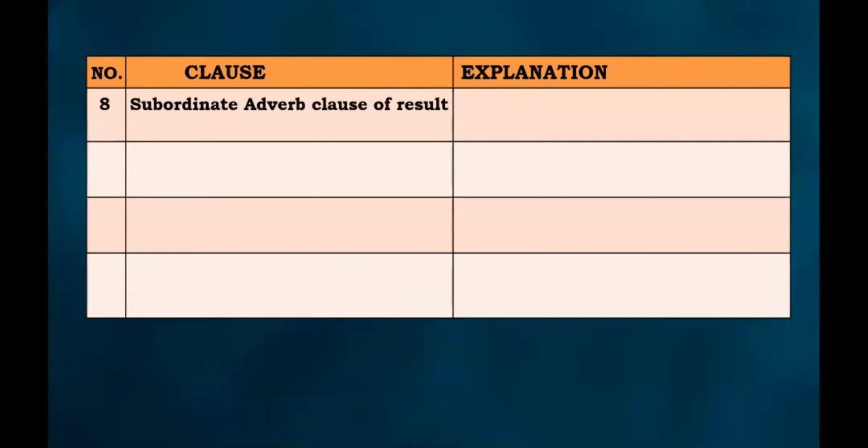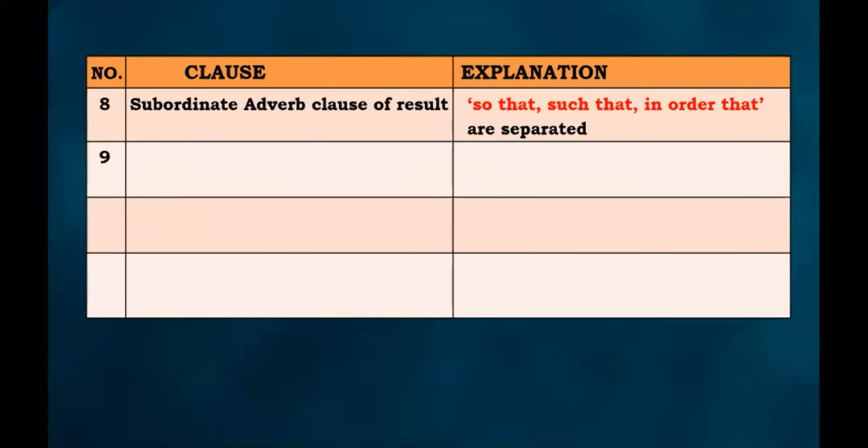For result, it is so dot dot dot that, such that. So it's like, I was so happy that I jumped with joy. What is the result? I worked so hard that I passed. The first action leads on to the other one.